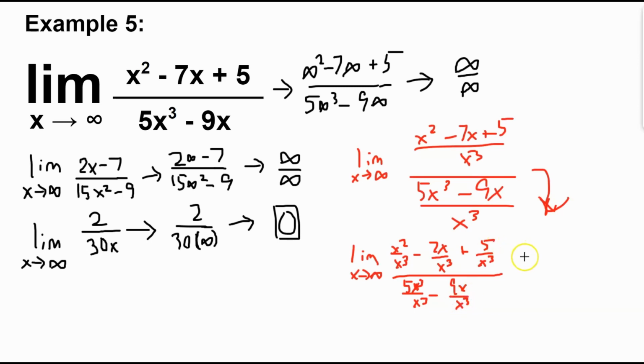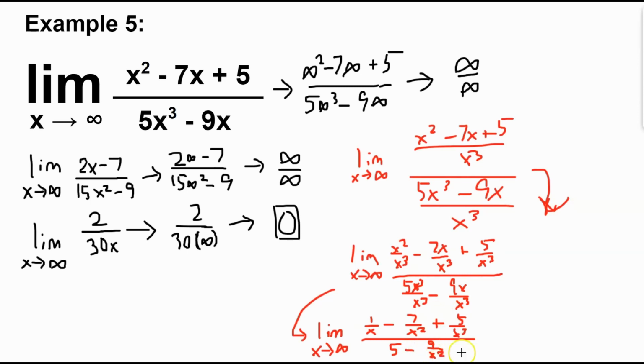Now I'm going to rewrite this again so you can see what's happening. I might not have enough space though, so I'm going to rewrite it. And this time we're just going to simplify those multiple terms. So x squared over x cubed is just 1 over x. 7x over x cubed is 7 over x squared. 5 over x cubed is the same thing. 5x cubed over x cubed just cancels out nicely to 5. 9x over x cubed is 9 over x squared.